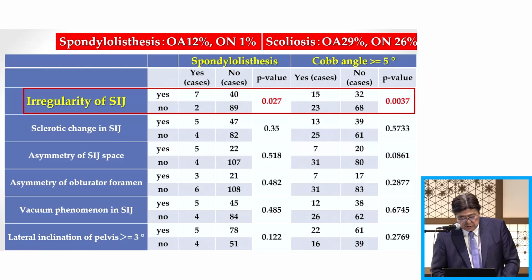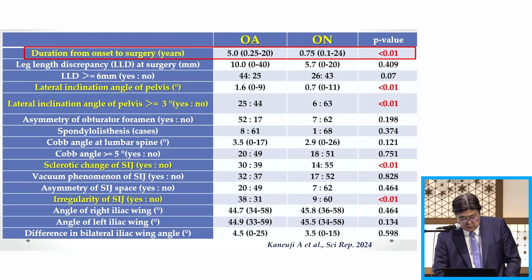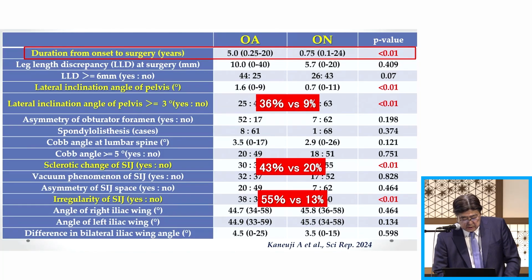We found that SIJ degeneration was significantly more frequent in patients with hip OA than in those with ON. Furthermore, in the DDH-related hip OA group, the time to THA was longer, pelvic tilt and scoliosis were more common, and SIJ irregularity was more frequent. This suggests that DDH morphology or long-term stress due to hip dysplasia may lead to SIJ degeneration.